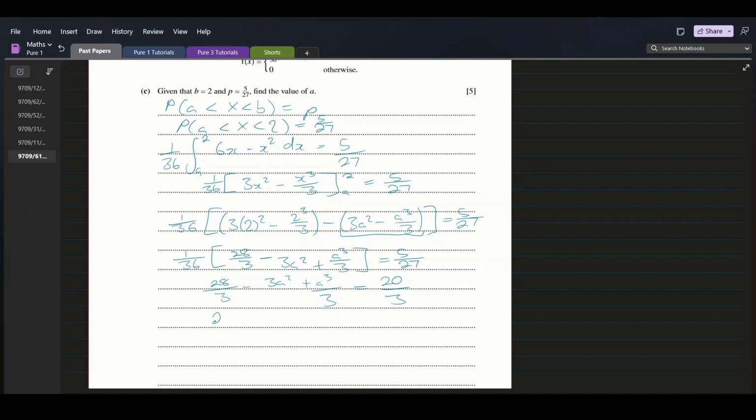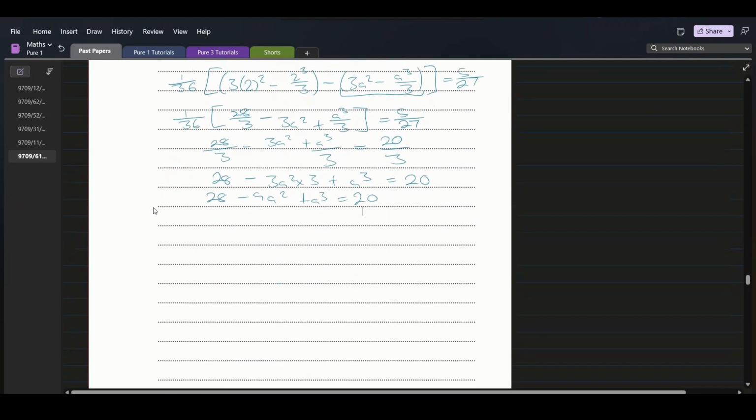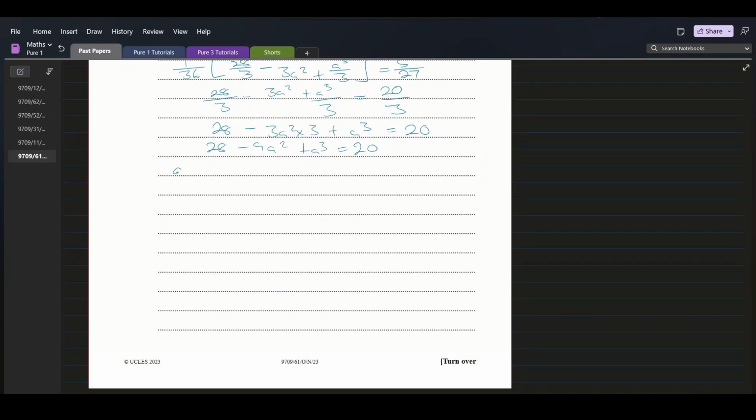Let's multiply it through by 3, that's 28 minus 3a squared times 3 plus a cubed is equal to 20, so this is 28 minus 9a squared plus a cubed is equal to 20. And let's put all the terms on one side and arrange this in descending powers of a. So that's plus 28 minus 20 is equal to 0. So a cubed minus 9a squared plus 8 is equal to 0.